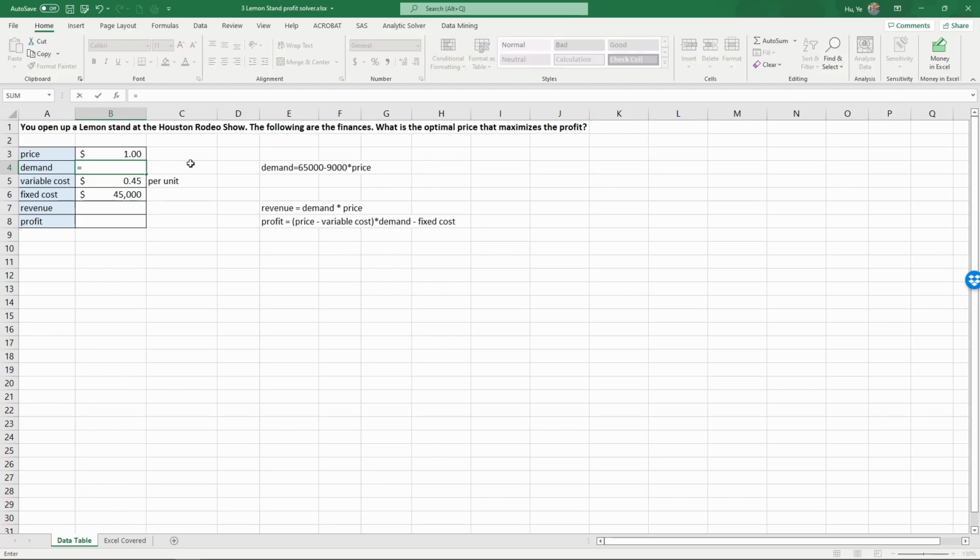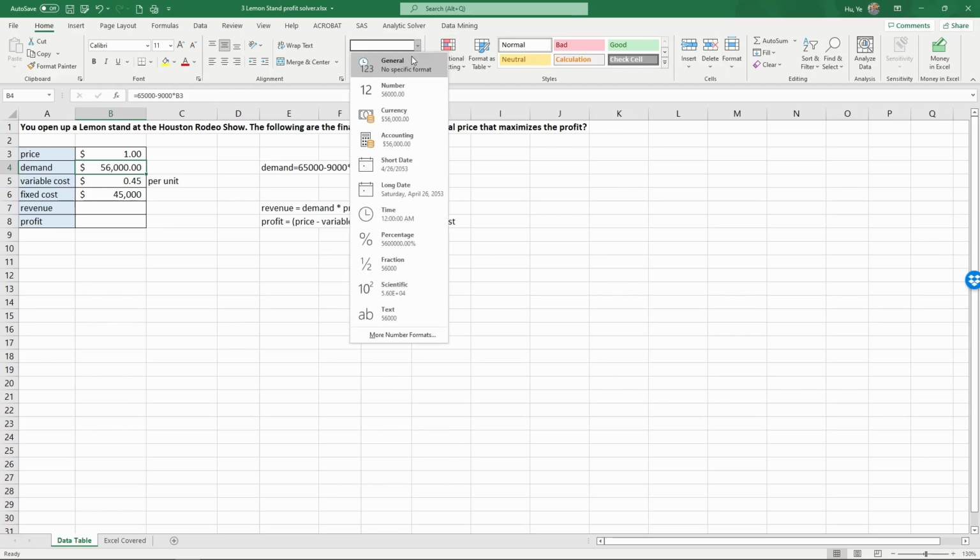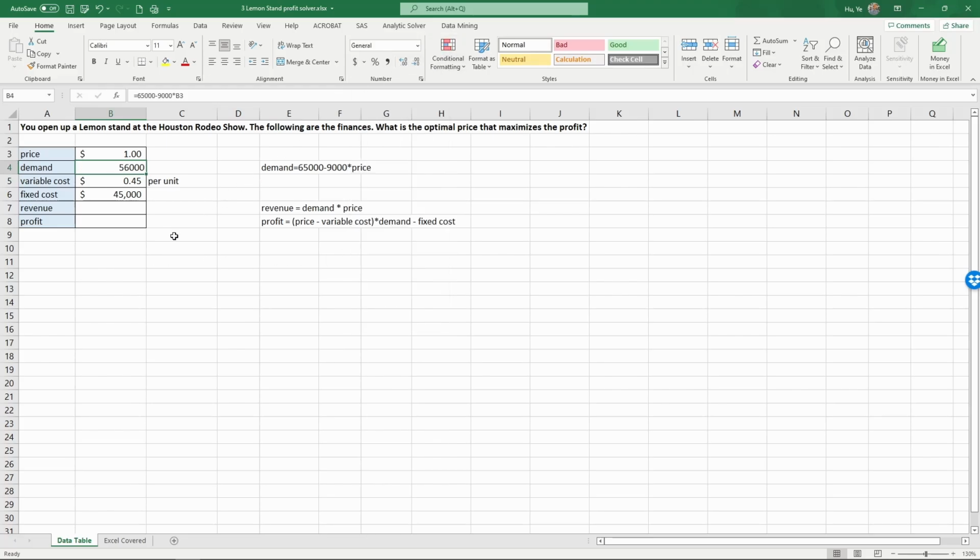So demand is equal to 65,000 minus 9,000 times price here in cell B3 and enter. So that's 56,000, not dollar. Change this to general. So that's the demand in units. And we already have the variable cost information. We have the fixed cost information.